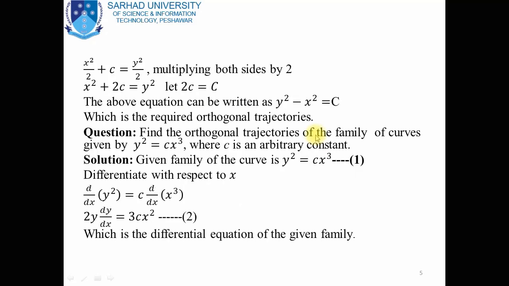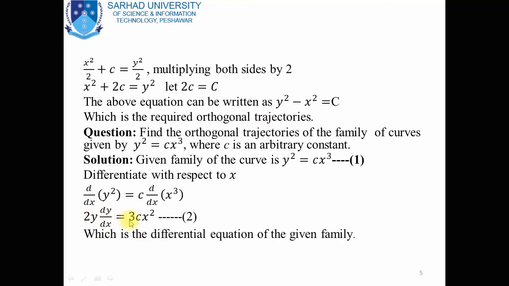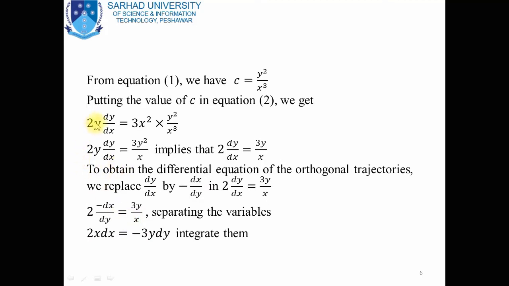Replace dy by dx with minus dx by dy. But first of all eliminate this c from this equation. Find the value of c from the given equation. We obtain y square divided by x cube is equal to c. So putting this value of c in this differential equation, we obtain 2y dy by dx is equal to 3x square multiplied by y square divided by x cube, and after simplification we obtain 2y dy by dx is equal to 3y square divided by x. Dividing both sides by y, we obtain 2 dy by dx is equal to 3y by x.